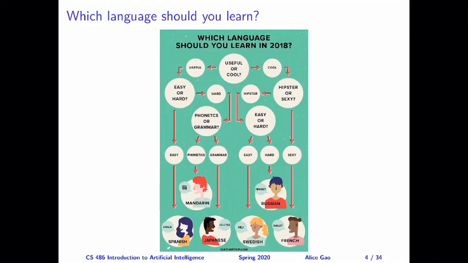I'm not going to spend a lot of time talking about these examples, but I will let you spend more time looking at them when you work on the quiz and possibly assignments. So this first one is about which language you should learn, from 2018. It depends on whether you want to learn a useful or cool language, whether you want to learn an easy or hard language, and some other characteristics of the language. So I'm curious, which language should you learn according to this decision tree?